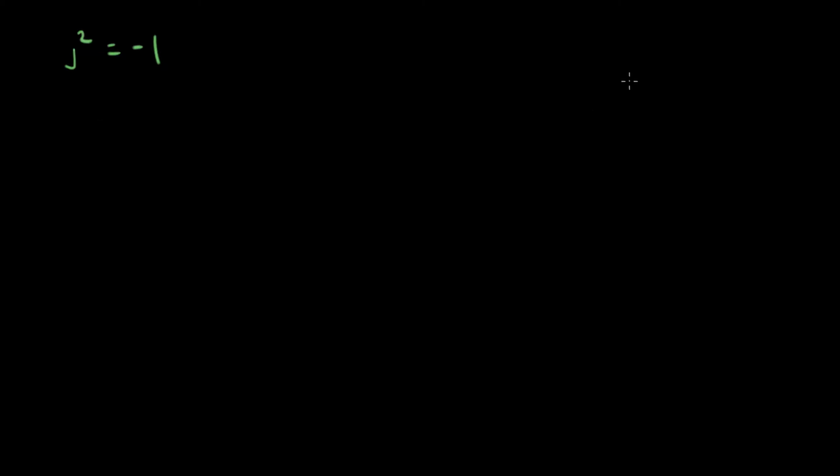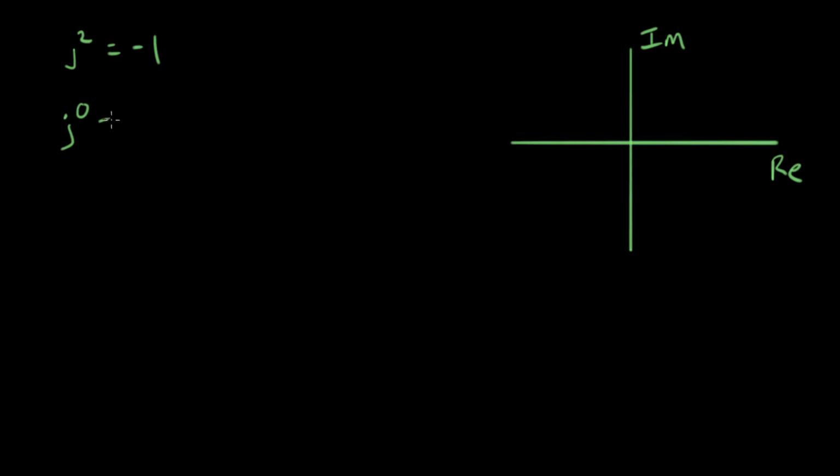on the complex plane. So this is the real axis, and this is the imaginary axis. So I'm going to take powers of j. First one is j to the 0, and anything to the 0 is 1. So j to the 0 is 1. Here's 1. So we're just right on the real axis.